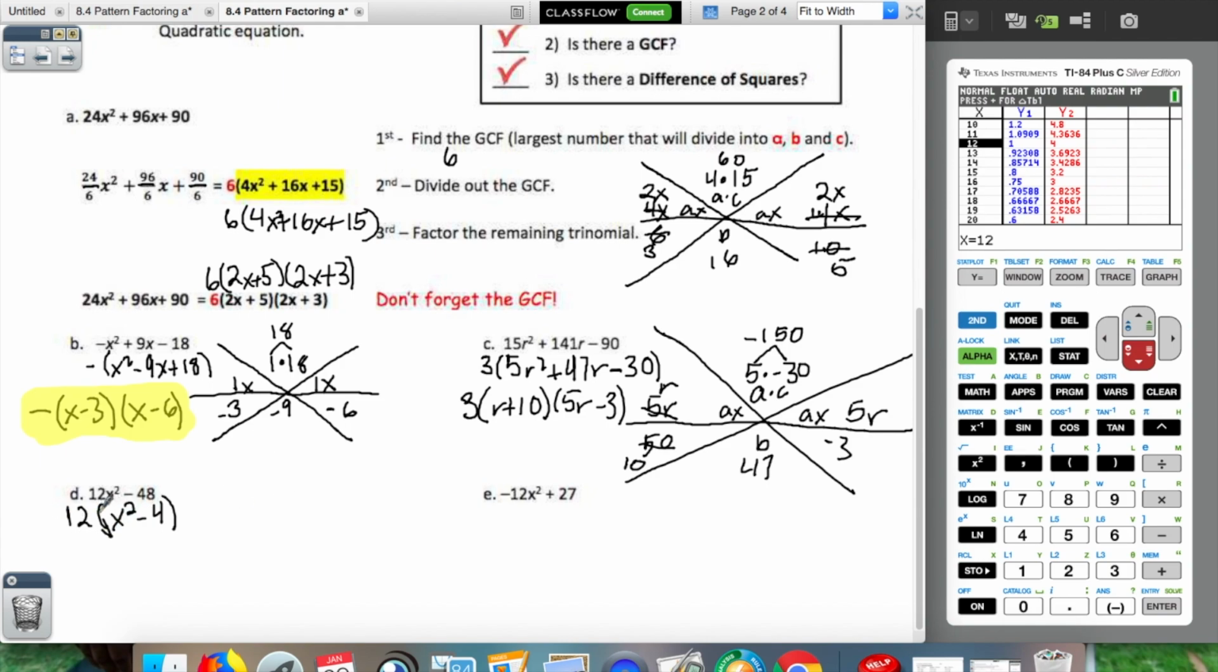Can we take the square root of x? Oh my gosh, we can. What's the square root of x squared? That's x. And can we take the square root of 4? Well, yeah, that's 2. So this is a difference of squares.